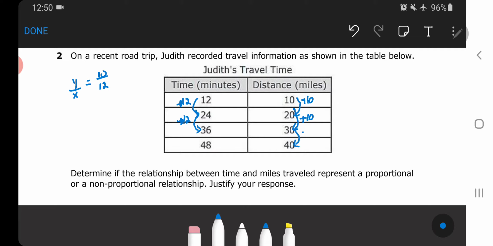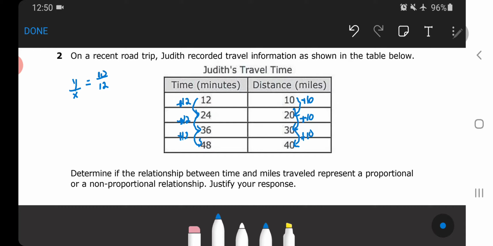And 30 to 40 is plus 10. And 36 to 48 is plus 12. Okay, well, once again, 10 over 12. So our constant of proportionality is the same, which does tell me that this is a proportional relationship.